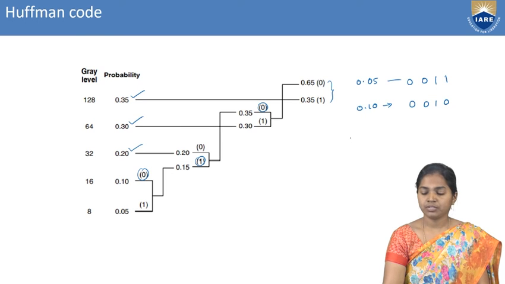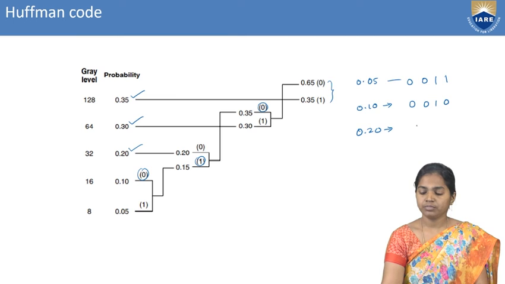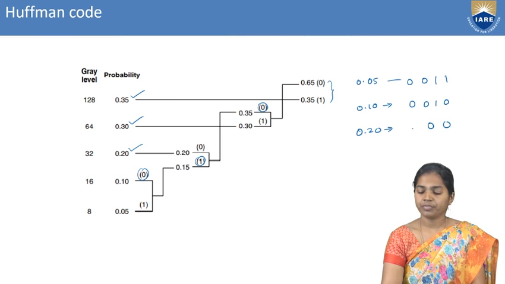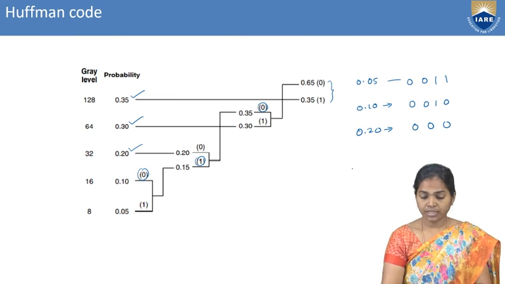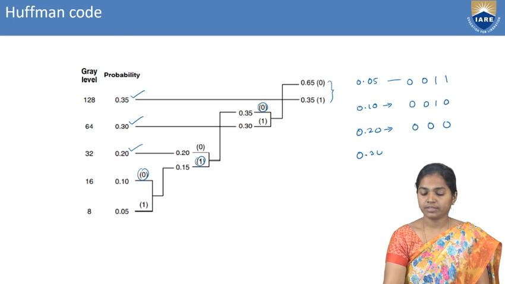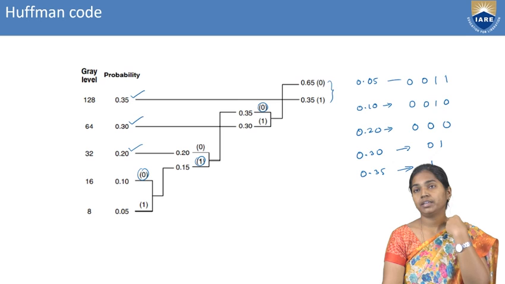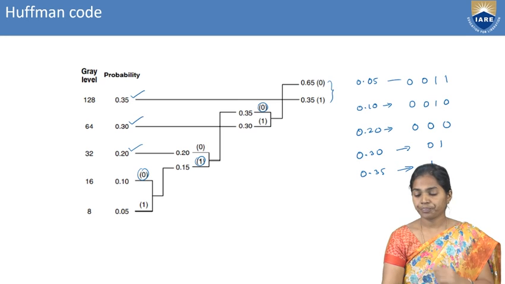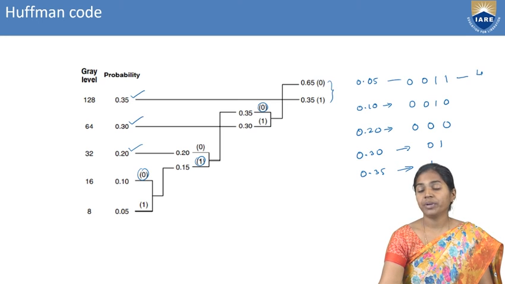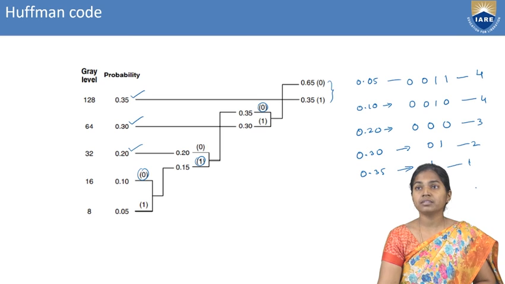Next, 0.20 gets its code bits. Next 0.30, then 0.35, which gets 1. So here, how many have code word length 4? Here it is 4, 3, 2, and here it is 1.